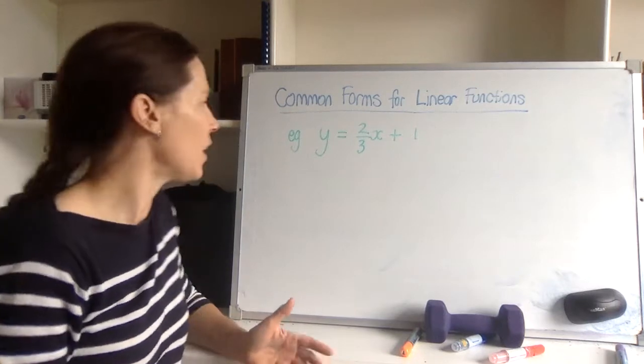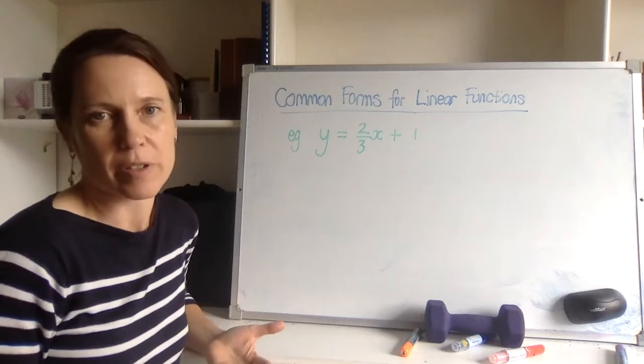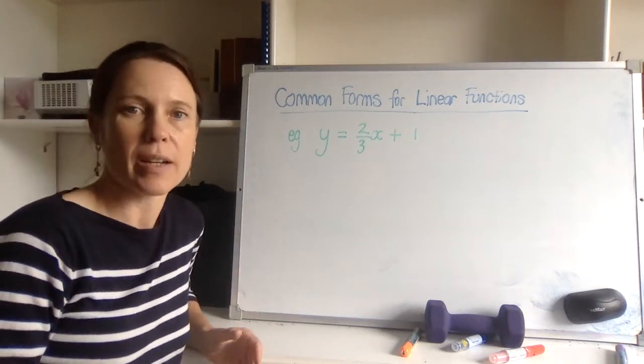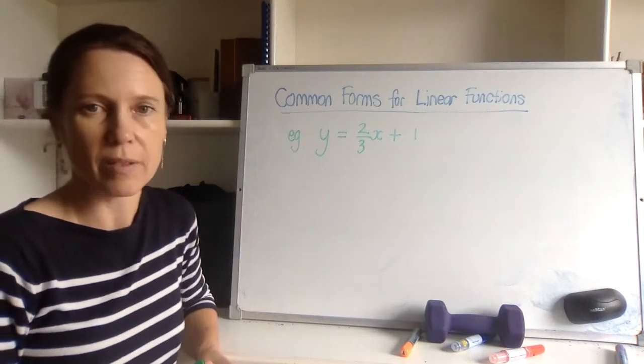Now let's convert a line that's in gradient intercept form back into general form. Why would we want to do that? Well, quite often we're asked questions that ask us to give our linear function in general form. So it's really just a way of showing that we can follow that process.